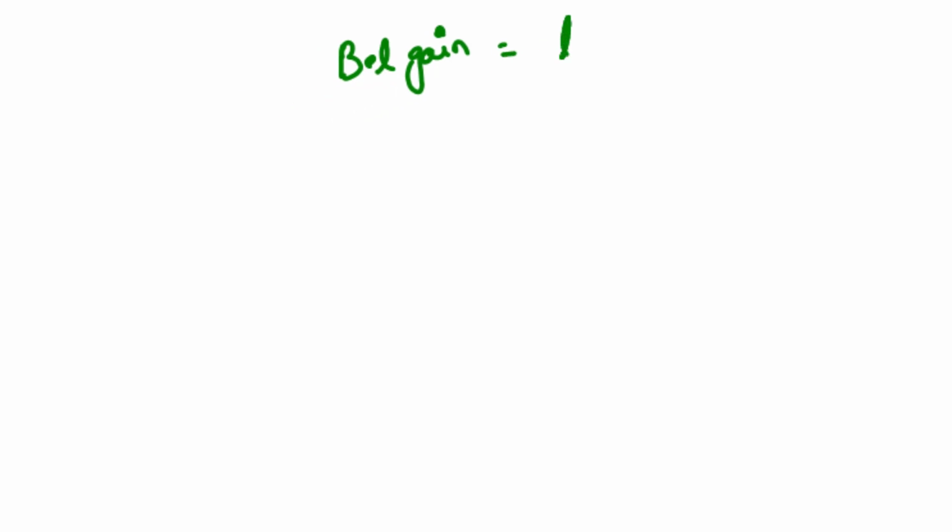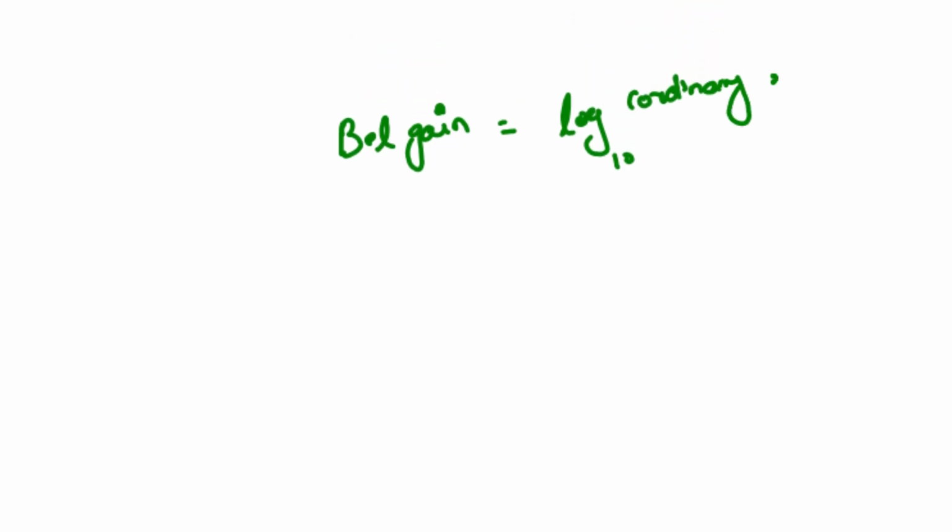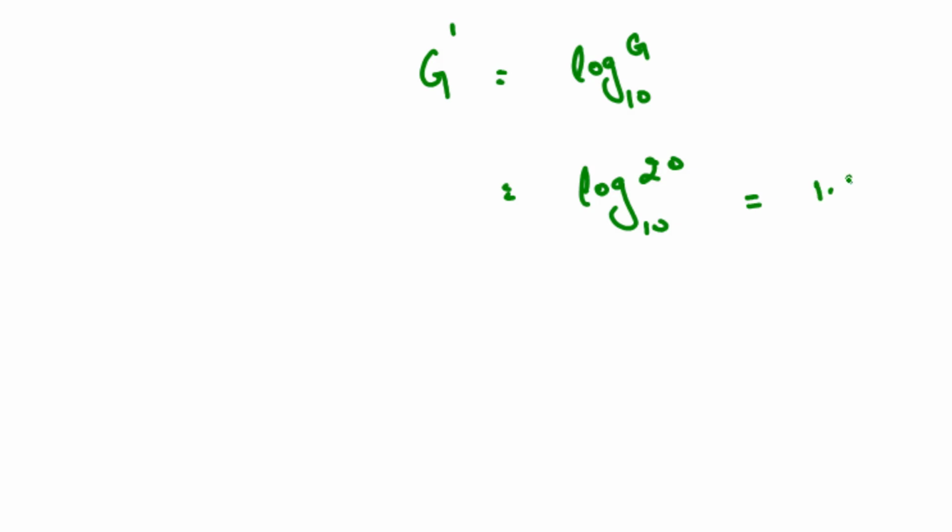That's why we wanted to put it in terms of a logarithmic scale, because a logarithmic scale will give you a compressed signal representation. That is where the fundamental thing has come from, that is bel gain. The bel gain is log to the base 10 of the ordinary value of the gain. So now let us consider how this bel gain has come into the picture. G dash I am representing as the log gain to the base 10. The gain in this case is 20, so log of 20 to the base 10, and the actual value that comes is 1.301.